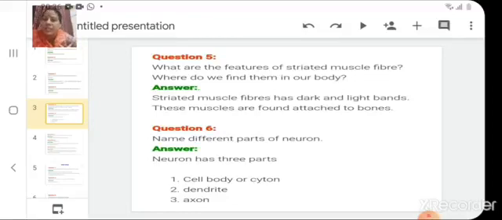Now moving on to the next question, which is, name complex permanent tissues in plant. This question is very easy. I hope you all must be knowing the answer of this. That is xylem and phloem.